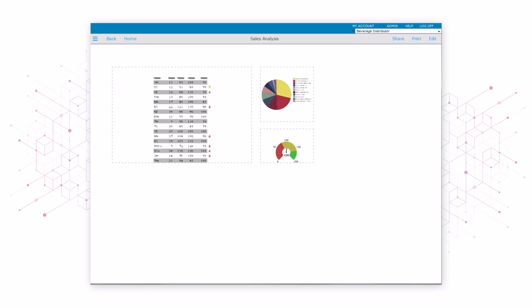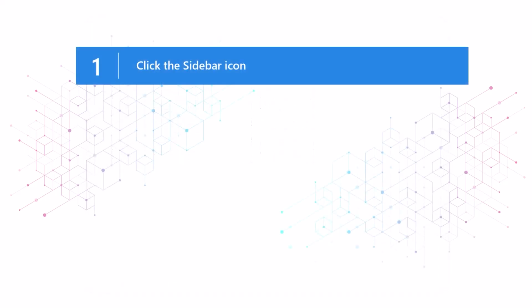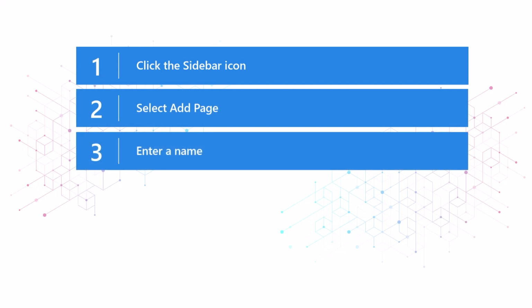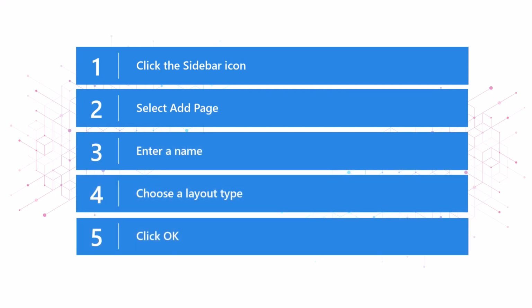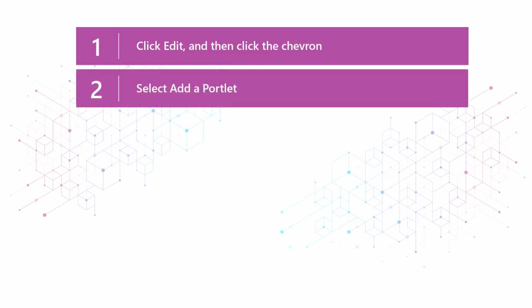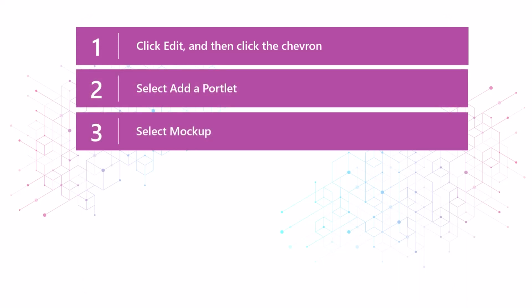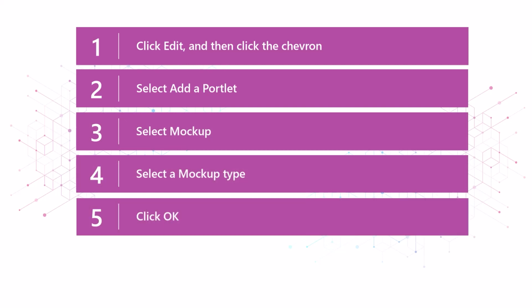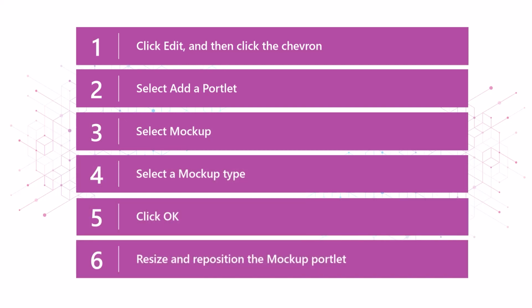So that's how you add a page to a DivePort site. You click the sidebar icon, select Add Page, enter a name for the page, choose a layout type, and click OK. If you want to experiment with arranging portlets on the page, click Edit and then the chevron, select Add a Portlet, select Mockup, select the type of mockup portlet you want to use, click OK, and resize and reposition the mockup portlet. And there you have it.